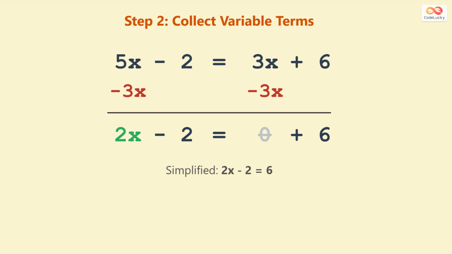Now we perform the inverse operation. Since it is a positive 3x, we subtract 3x from both sides. On the left, 5x minus 3x leaves us with 2x. On the right, the 3x minus 3x cancels out to 0. We are left with the simplified equation, 2x minus 2 equals 6.